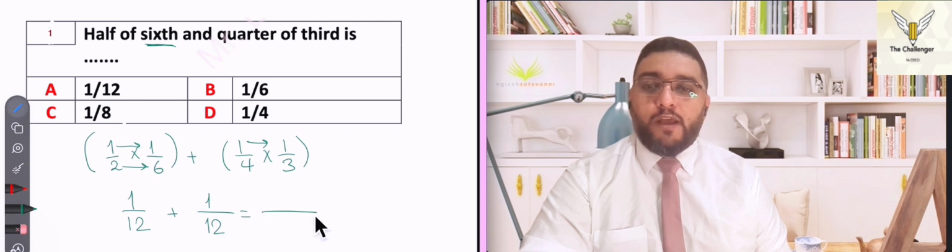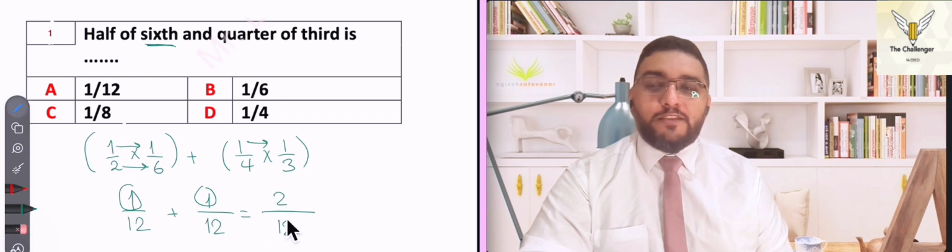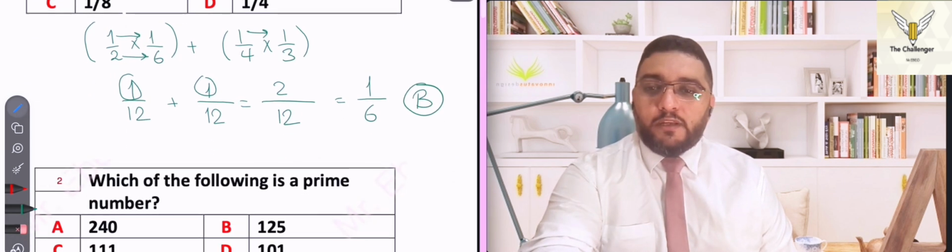So the answer, if you have the same denominators, write it down, then add the numerators, 1 plus 1, which equals 2. Then simplify, both numbers are divisible by 2, so the answer is 1 over 6, so the answer is B. Let's move to the next question.